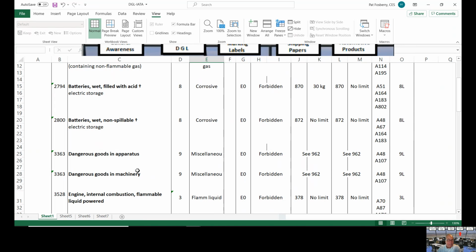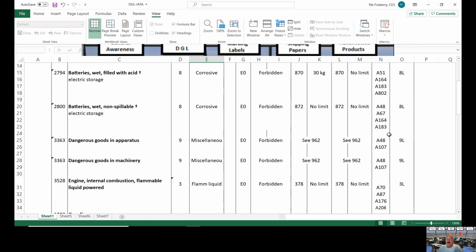And just like the articles that were pressurized or hydraulic, this again splits it into apparatus and machinery, even though they're exactly the same for each one, everything about it. They're just showing it as different line items. So don't worry about that. Just pick the one that you're using.